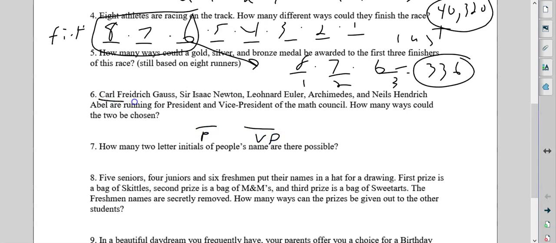Well, let's see how many people there are. There's 1, 2, 3, 4, 5. So there's 5 people who could get the presidential spot. Once that person is elected president, there's only 4 people left for the VP slot. Multiply those, and that means there's 20 different possibilities for the president and vice president. So you can see the math here is pretty easy at the beginning.